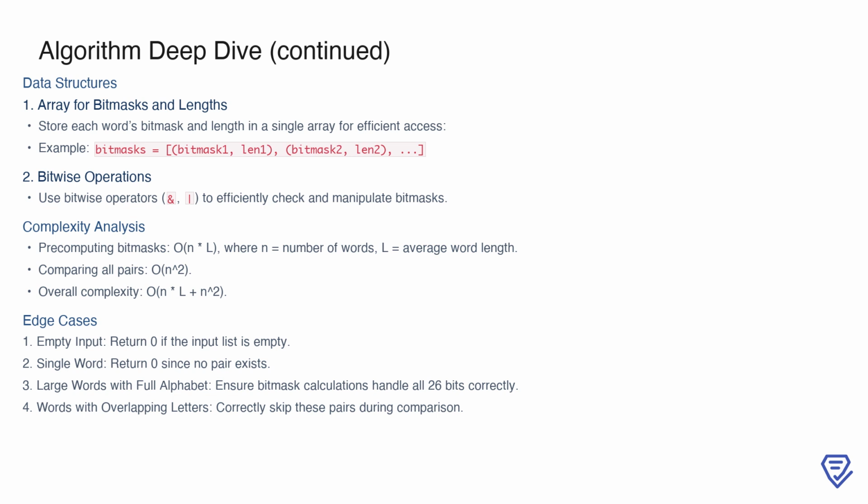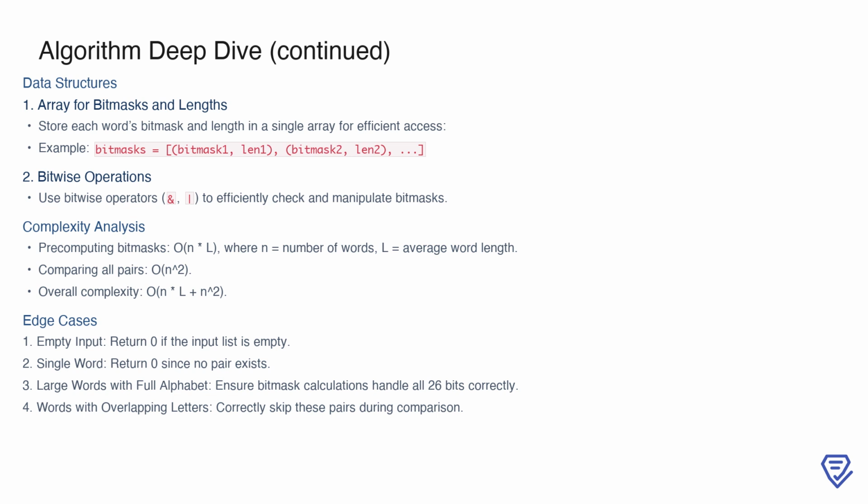In terms of complexity, pre-computing all bit masks takes O(n * L), where n is the number of words and L is the average word length. Comparing all pairs involves O(n²) comparisons, leading to an overall complexity of O(n times L plus n²). It's also important to handle edge cases gracefully.